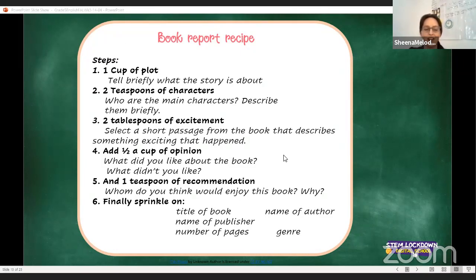Yeah? Good. So next, the last one, number 6, is to finely sprinkle on some little toppings. So you need to give the title of the book. Okay. You need to give the name of the publisher, author. That's very important. Name of the author. Okay. Number of pages, genre. Okay. So I see some of you enjoy reading along with your chat, and I see that some of you really enjoy reading.